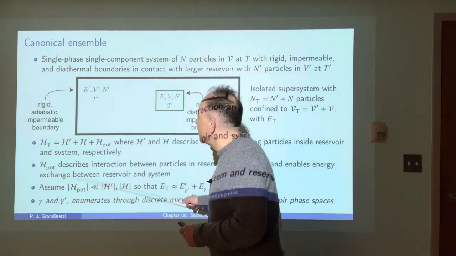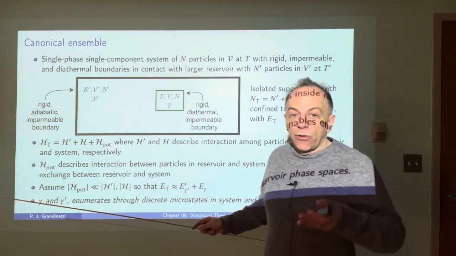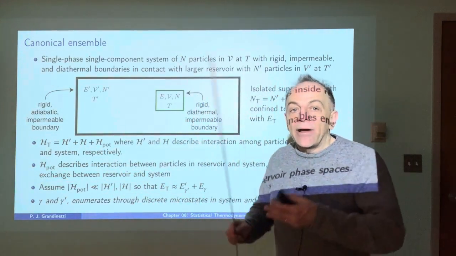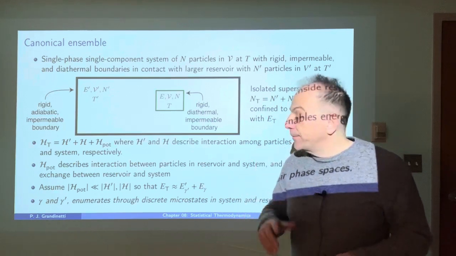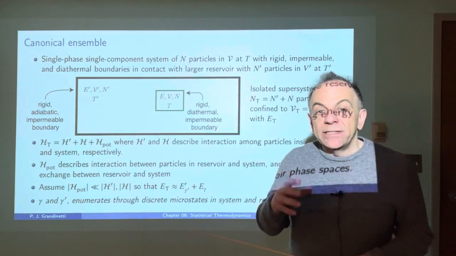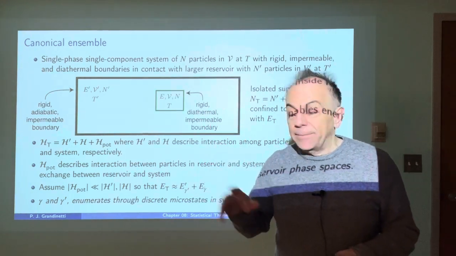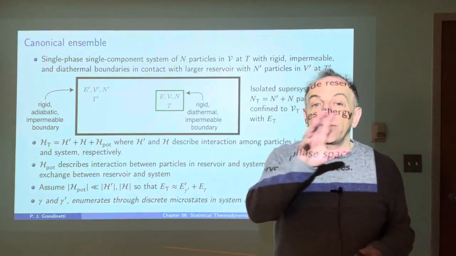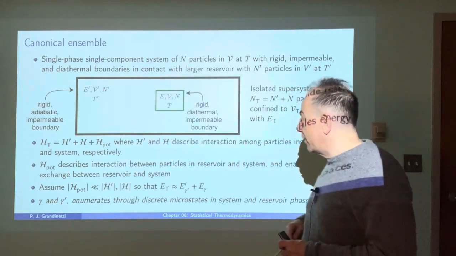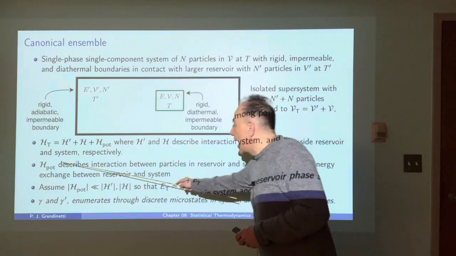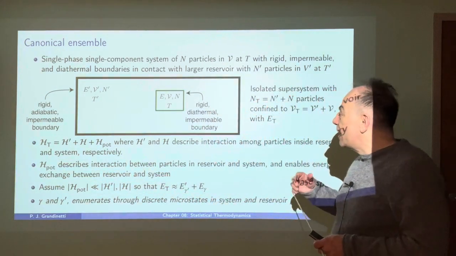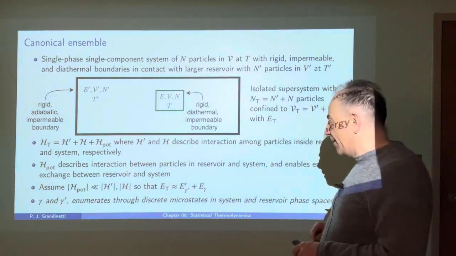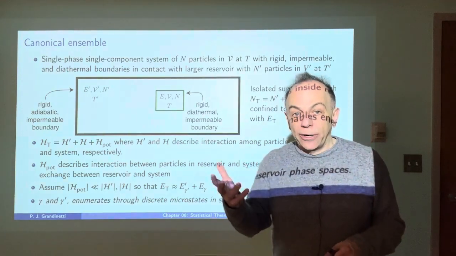Now, the Hamiltonian that describes the supersystem can be split up into three terms. One term is the Hamiltonian that describes the interaction among the particles in the reservoir. The second term is the Hamiltonian that describes the interaction among the particles in the system. And then the last term describes the interaction between the particles in the system and the reservoir. So this is a potential energy term that allows the energy to flow from the system into the surroundings and back. That's essential for us to reach thermal equilibrium.